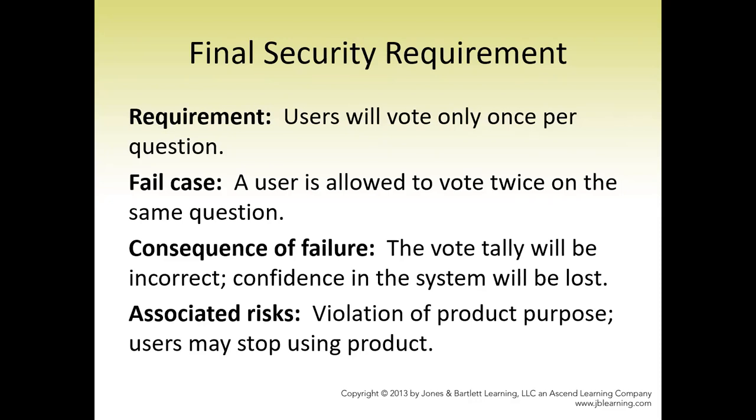Requirement: a user will vote only once per question. Fail case: a user is allowed to vote twice on the same question. Consequences of the failure: the vote tally will be incorrect and confidence in the system will be lost. Associated risk: violation of the product purpose, and users may stop using the product.